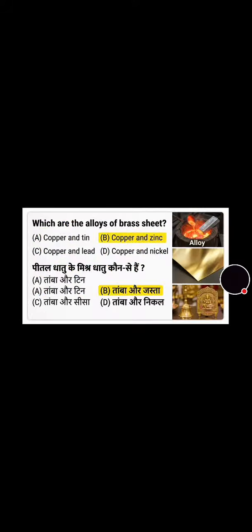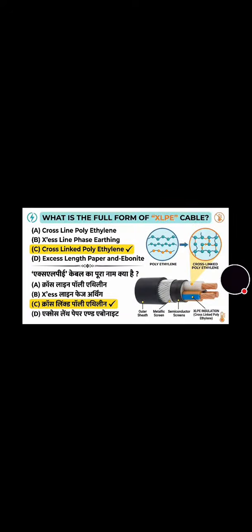Which are the alloys of brass sheet? And the correct answer is option B, that is copper and zinc. Now move towards the next question, very important question. What is the full form of XLPE cable? Its correct answer is option C, that is cross-linked polyethylene.